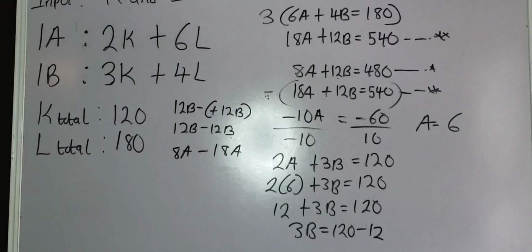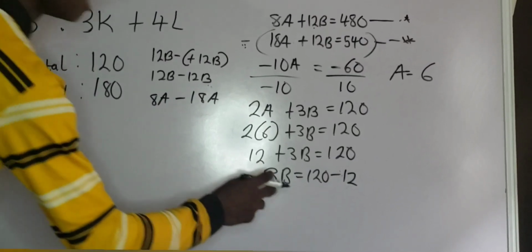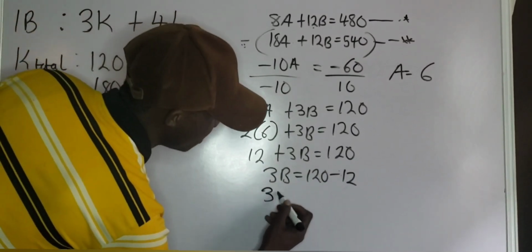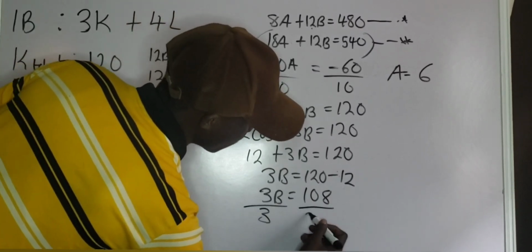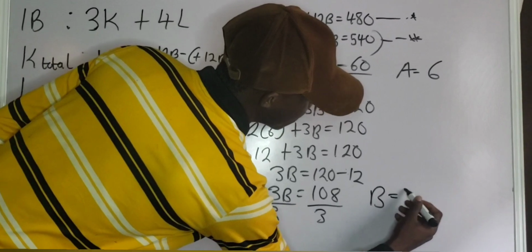Do you understand to this point? So if you subtract 12 from 120, you're going to have 3b is equals to 108. Divide both sides by 3 to get the value of b. We are going to have b is equals to 36.